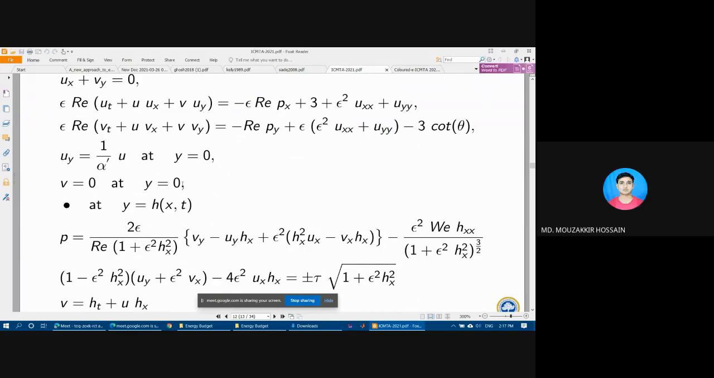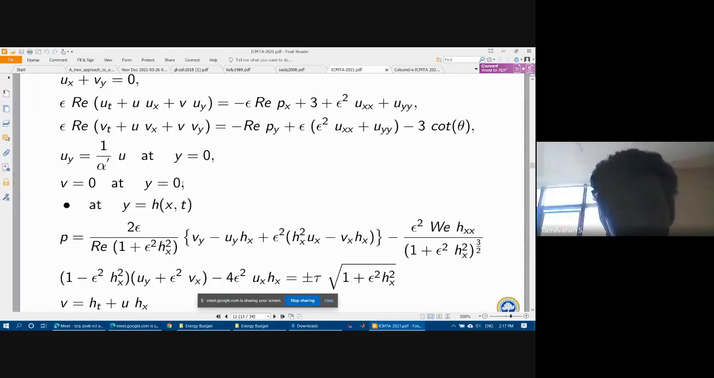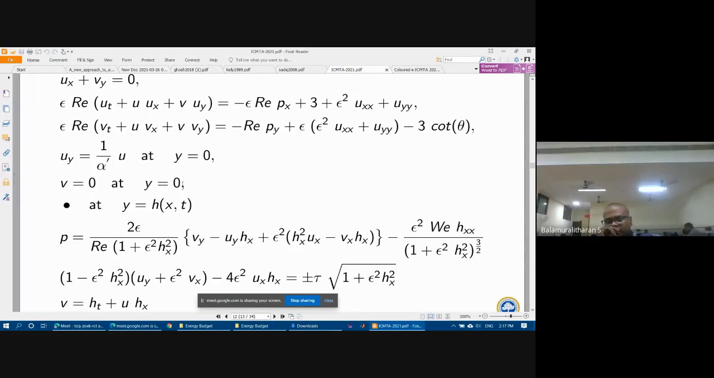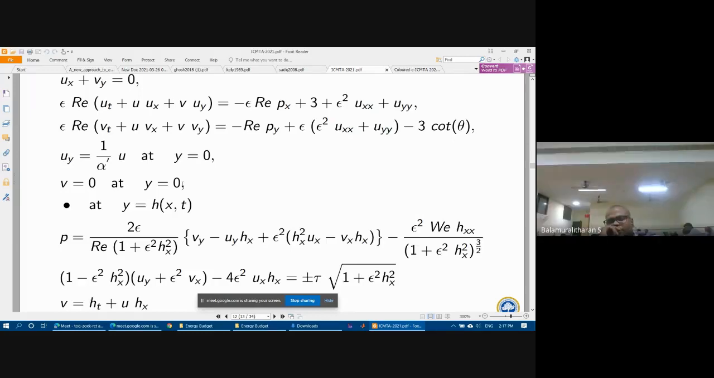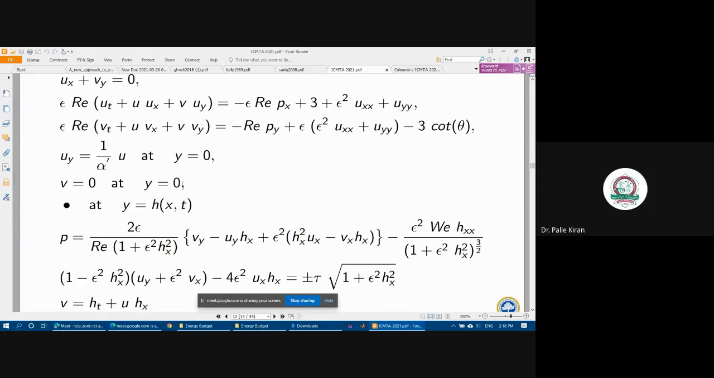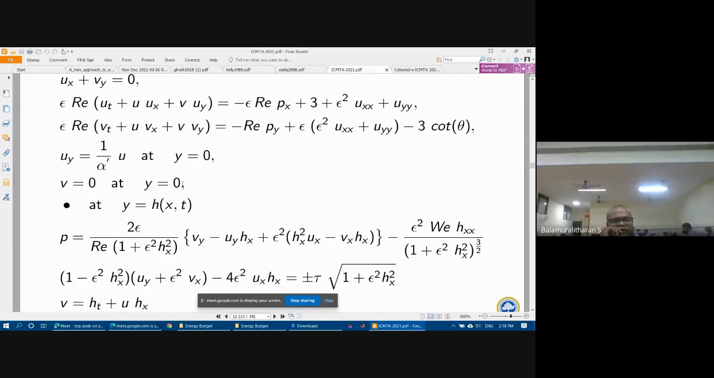In my work, there are two techniques, sir. One is an analytical technique, another is a numerical technique. If analytical, which method? The analytical method is a perturbation method, sir. Which perturbation method do you apply? The linear perturbation method with respect to epsilon, sir.